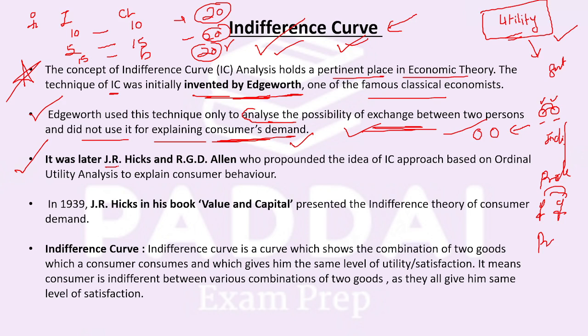Then later on, J.R. Hicks and R.G.D. Allen were the ones who propounded the idea of the indifference curve approach based on ordinal utility analysis. Now we have cardinal utility analysis and ordinal utility analysis. Cardinal utility analysis कहता है that utility can be measured, can be additive. You can add it, you can measure it in numbers, in units called utils. Ordinal says that the satisfaction received from a good is placed in an order.